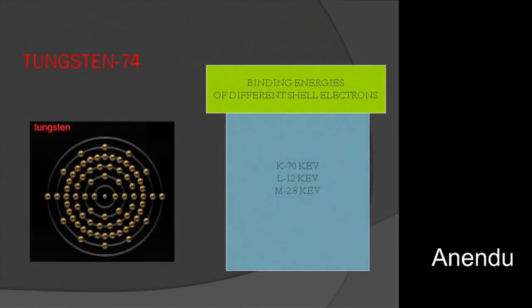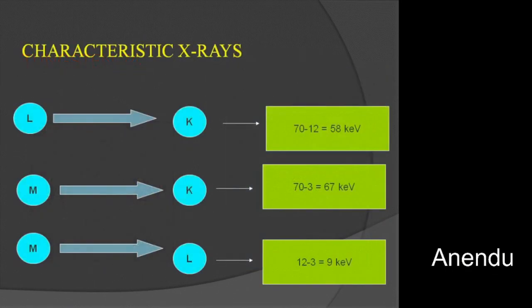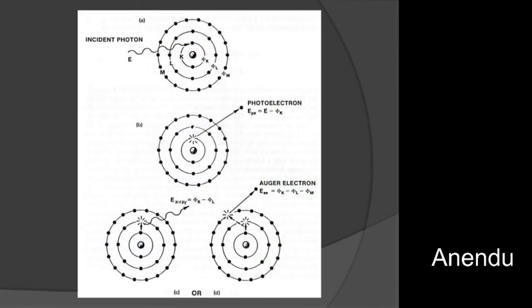This is the tungsten 74 atom. If an electron comes from the L to K shell, we can get X-ray of energy 58 kilo electron volt. M to K shell we get 67 kilo electron volt, and M to L shell we get 9 kilo electron volt energy. This is a figure of how an electron is knocked out and how an electron comes from a higher shell to fill up the vacancy.